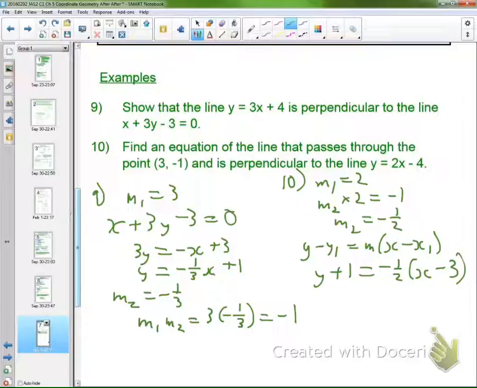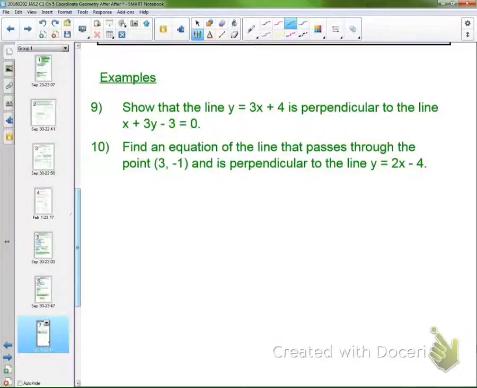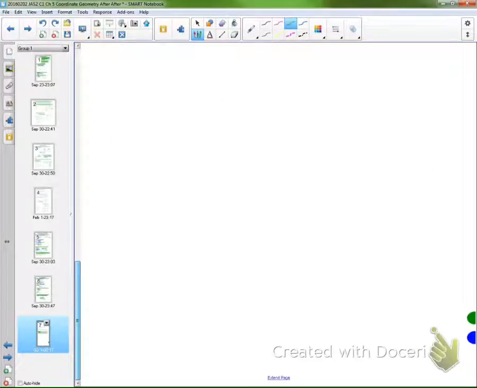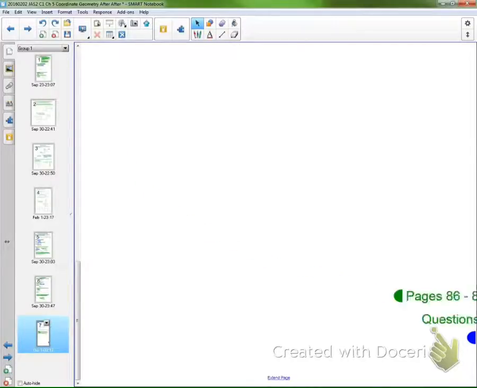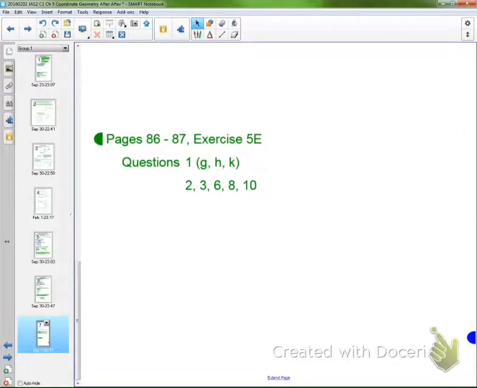So, if you're happy with that, then please take a look at exercise 5e. Or if you're feeling very confident, take a look at the mixed exercise, which will test you on any part of this chapter.